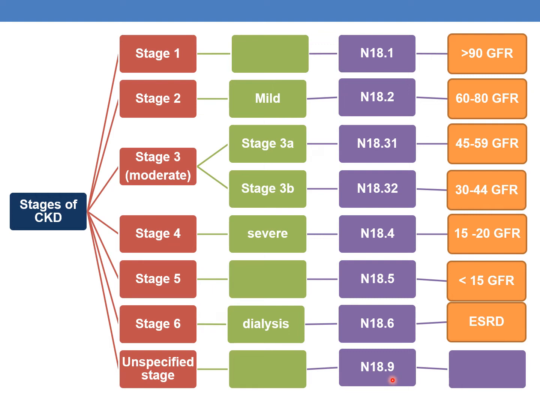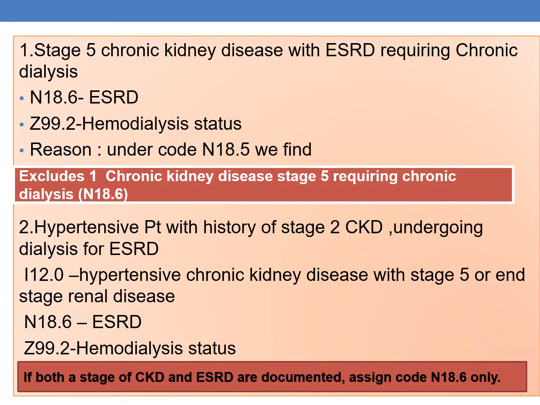Whenever the physician simply documents CKD, we have to code N18.9. When the physician documents CKD Stage 2, then you have to code N18.2. If he documents CKD Stage 5, you have to code N18.5. If he documents CKD Stage 3B, you have to code N18.32. Now let us discuss some examples.